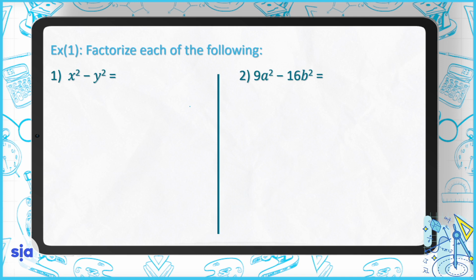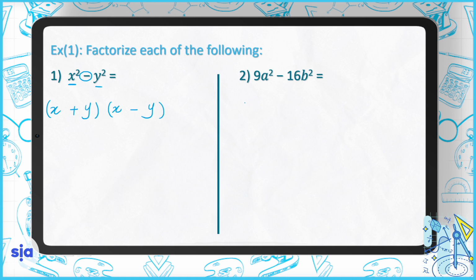For question 1, we have two terms, as you can see, with a minus between them. So we make two brackets, x and x, the square root of x squared is x, square root of y squared is y, one positive, one negative. But again, I'm reminding you, your first step in factorization is to look for the HCF. If it's there, factorize it first.